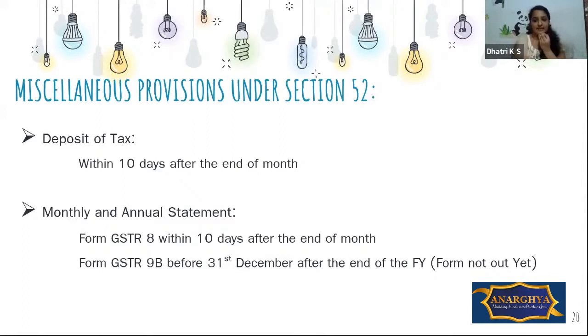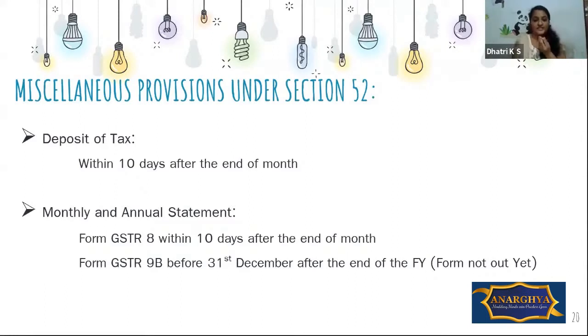That is, if he has made supplies during the month of July, then it needs to be filed by the 10th of August. This GSTR 8 will contain details about the value of supplies made during the month. It will also contain details regarding the value of returns received during the month. In addition to this monthly statement, he is also required to file an annual statement, that is GSTR 9B. This GSTR 9B should be filed by 31st December after the end of the financial year.